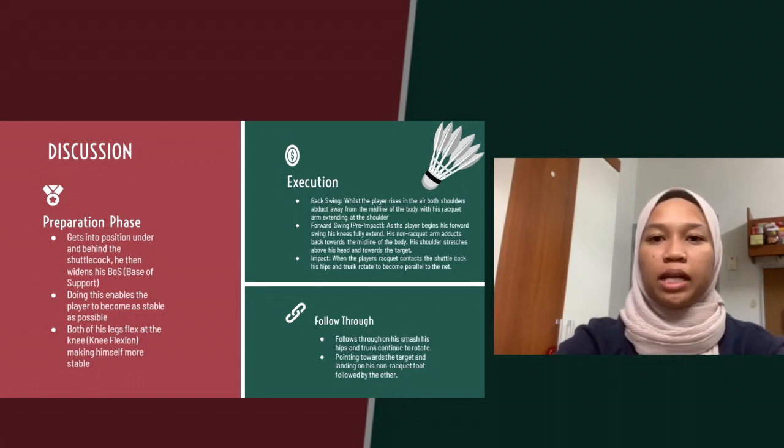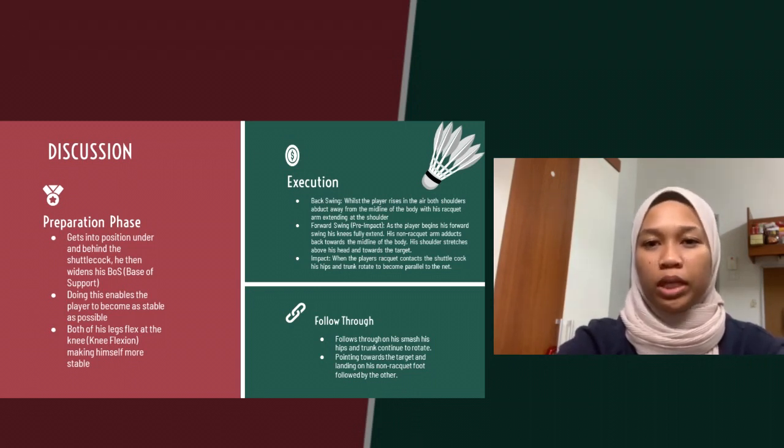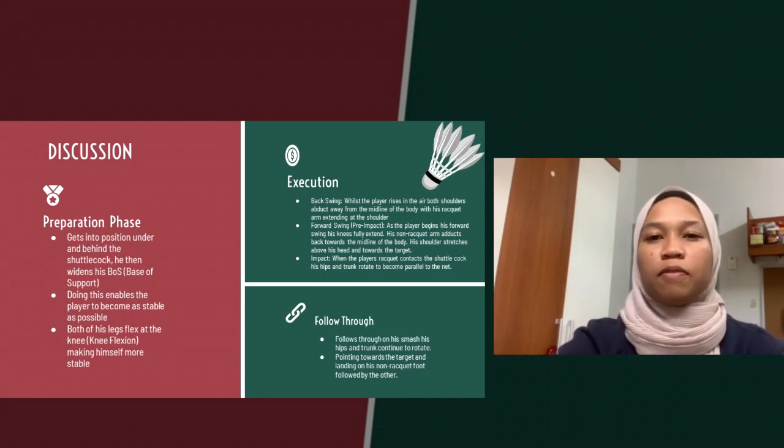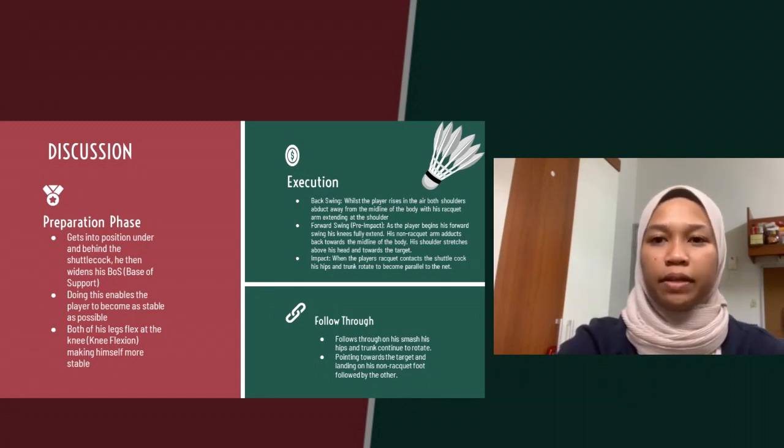When the player's racket contacts the shuttlecock, his hip and trunk rotate to become parallel to the net and his shoulder position is in front of his body and in a downwards direction until 1 o'clock. With his arm completely extended, his wrist flexes fully while his racket face is open towards the target.